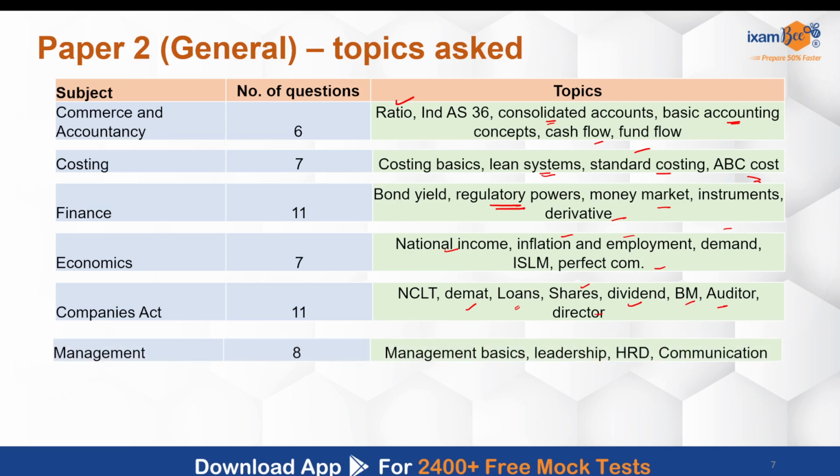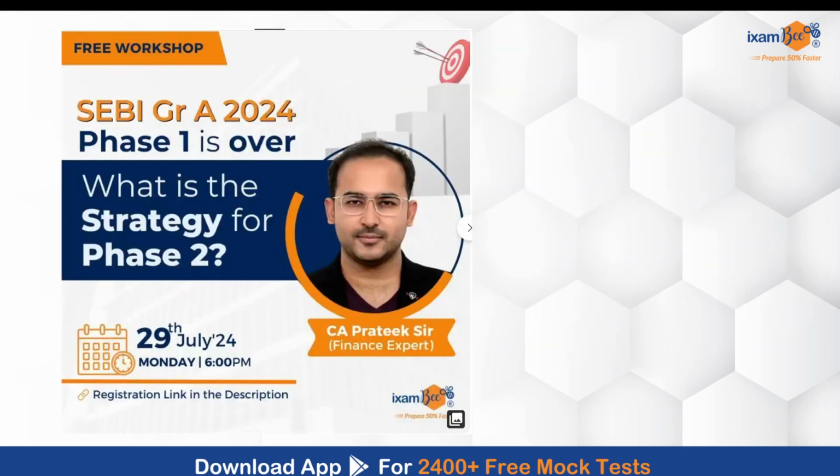And lastly, the management, 8 questions came here and they have covered the management basics. Leadership style, again, something which I have always said, leadership style is one of the most important things, and you can expect 1 or 2 questions from here. HRD, human resource development, and 1 question on communications. Nothing has been asked on motivation. Expect something in phase 2 from motivation to be asked in management. So this is the broad understanding.